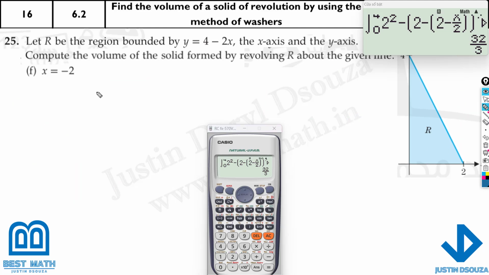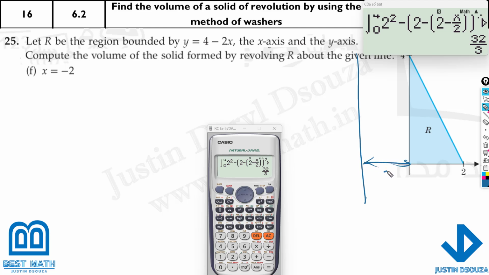And part f over here asks us for minus 2. So minus 2 is somewhere over here, right? From here now, just like a couple of problems ago we did, I think it was D, there are various ways to solve it. I will just stick to the simple one.